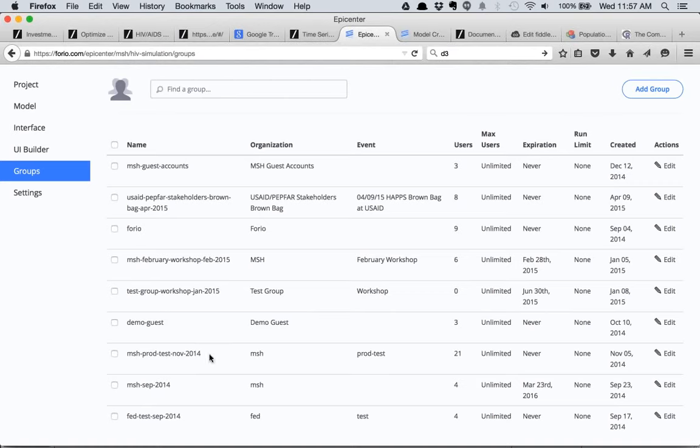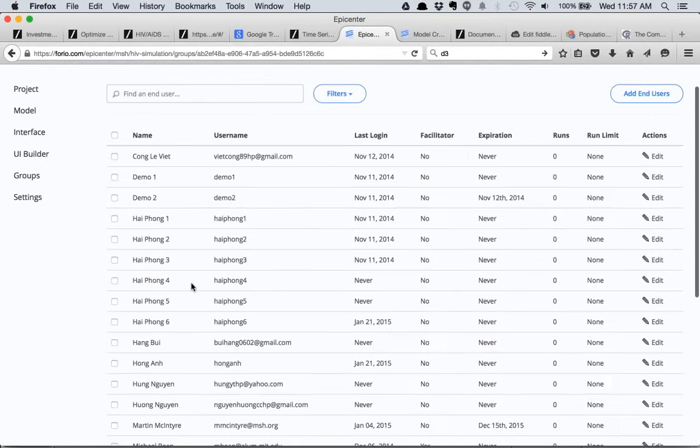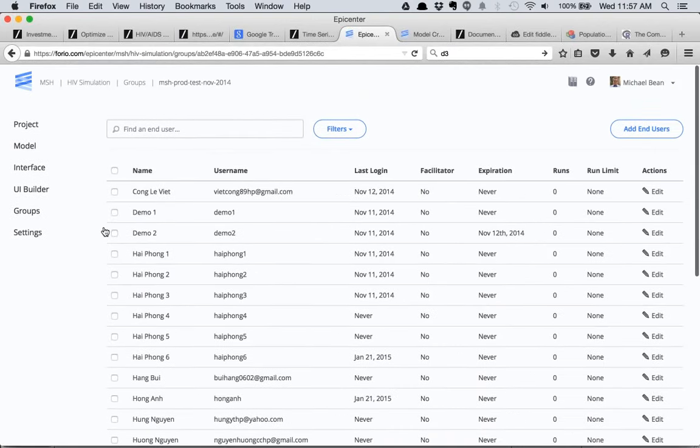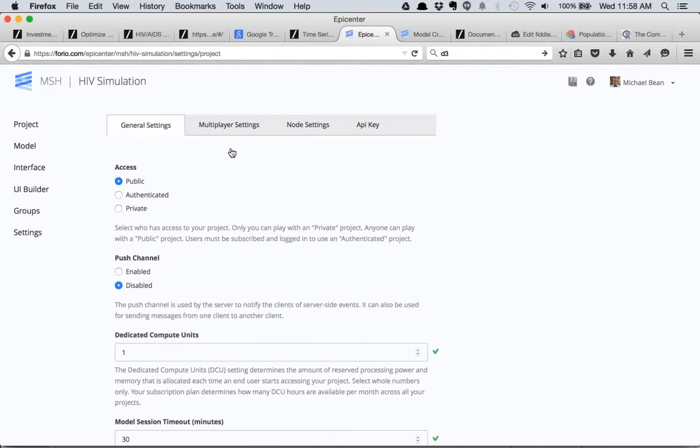You can see, like, here's a group that in November of 2014 has 21 users, and we can expire those groups if we want. We can say they only have access for a year or a week or a month or whatever you want. Or you can limit the number of runs that a group can do. And then within each group, there's a series of users, of course, and you can control those users as well. What this allows you to do is all kinds of interesting things. Obviously, you can control subscriptions, and you can charge for those subscriptions if you want to in a very easy way. But you can also do some interesting things with multiplayer.